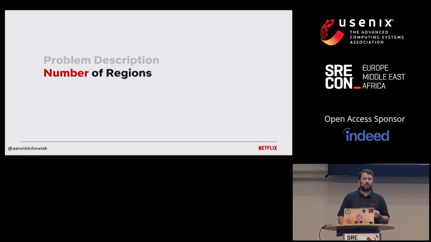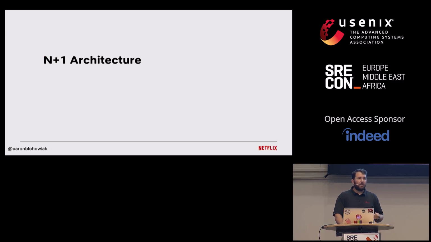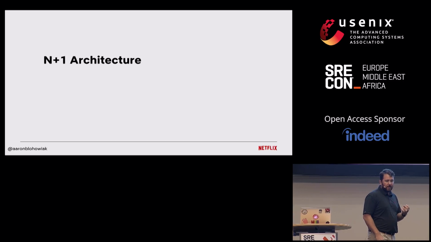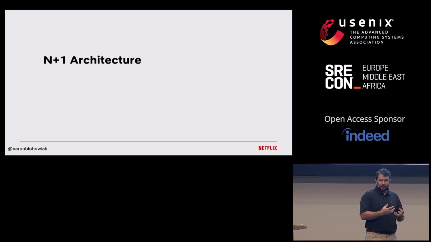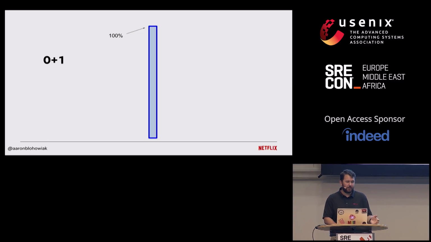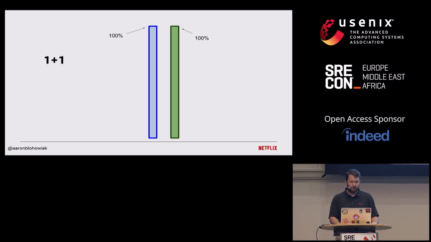So how many regions should we have? Well, what we want to have is an n+1 architecture, where n will be the number of regions that have to operate, and 1 would be the spare that you can potentially lose. In one region, you don't have a spare, so you can kind of think of it as a 1+0 architecture, where you have one region with 100% of your capacity. With two regions, each region would need to be able to serve your global instantaneous peak demand. So you have 200% of your capacity cost.